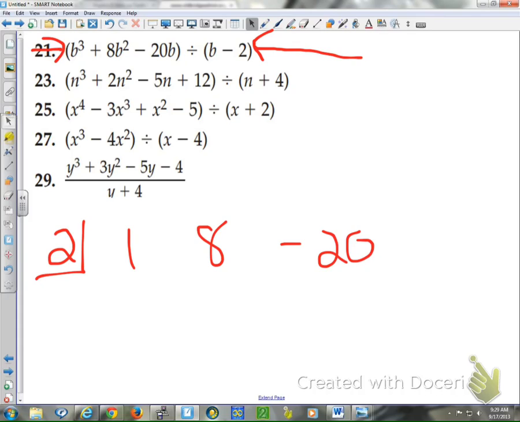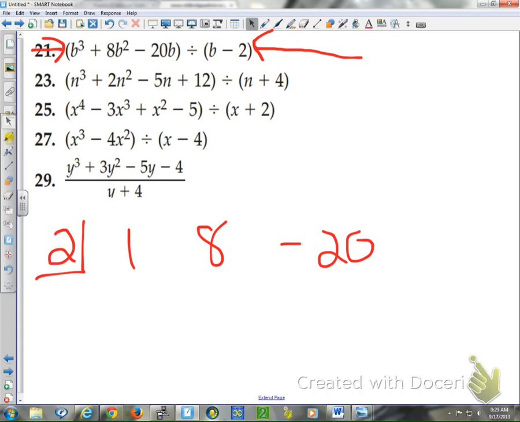Warning, warning, warning. Just like last week. Remember I told you last week that people were going to miss the FOIL problem because they were just going to square this one and square this one, and sure enough, a lot of people did that. Here's the mistake a lot of people are going to make this week. When you do synthetic division, you cannot be missing any term.